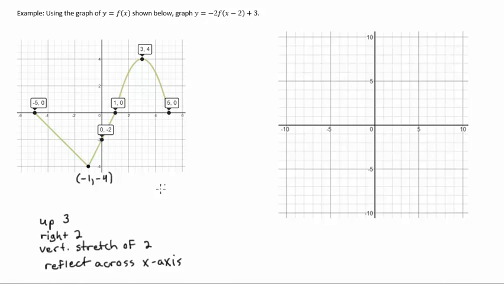So the strategy that's really best, I would say, is to actually start on the inside and work your way out. What's affecting x first? The very first thing we do is we subtract 2 from our x value, and so that means that the first thing I'm going to do here is shift right 2. So I'm going to take all my points and move them right 2.